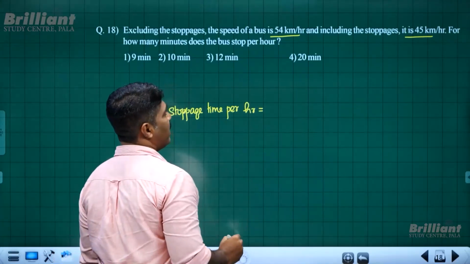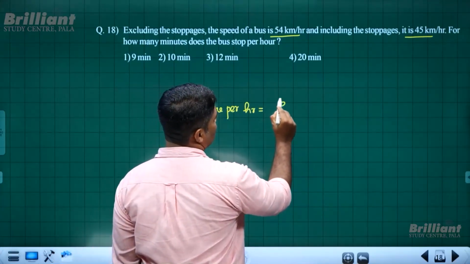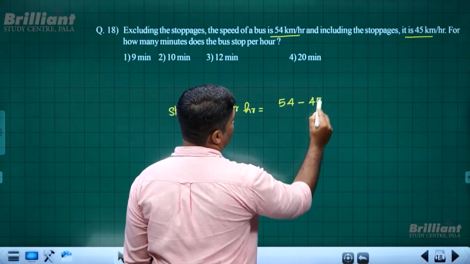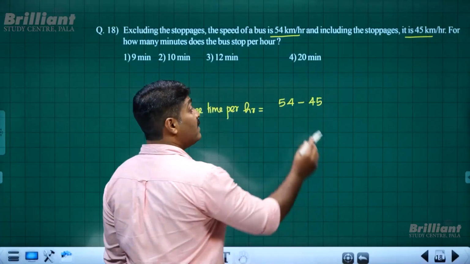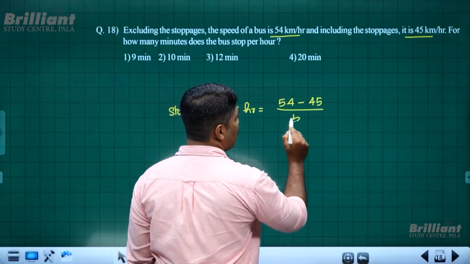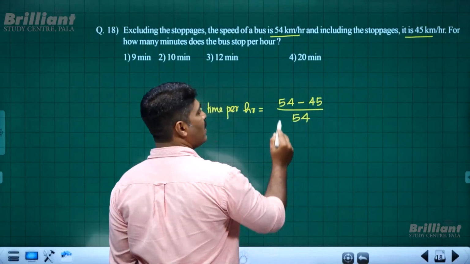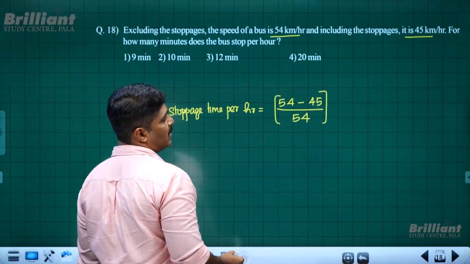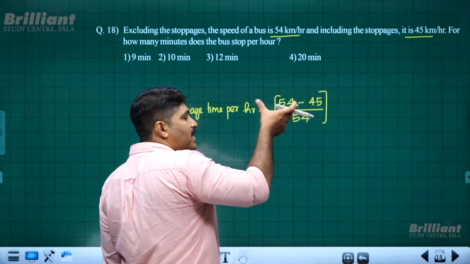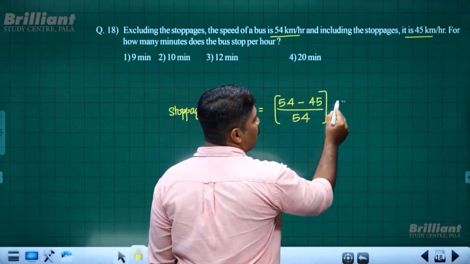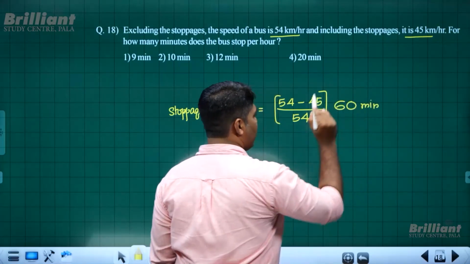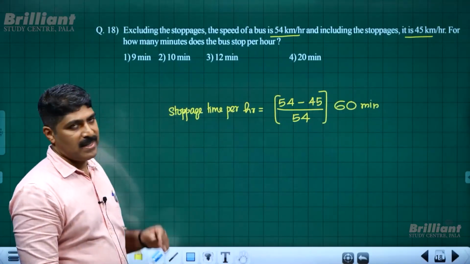So the direct approach is simply this: you consider what is the decrease in effective speed here? That is 54 minus 45. This is what percentage of actual efficiency? So this much into 100. Instead of percentage, we are considering what is the decrease that occurred in each 1 hour. So 1 hour is nothing but 60 minutes. So this is the direct approach.